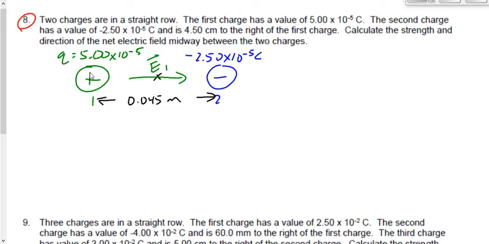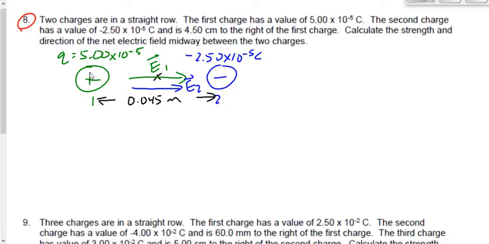Now what about the blue one? The blue one's caused by a negative. The field always points what? Toward or away from a negative? Towards. So we're going to draw that blue one to the right as well. Both of these fields are to the right. So what we need to do is calculate both of them.